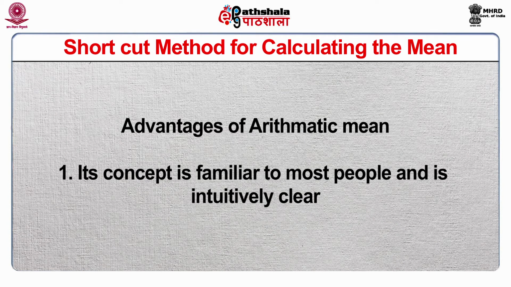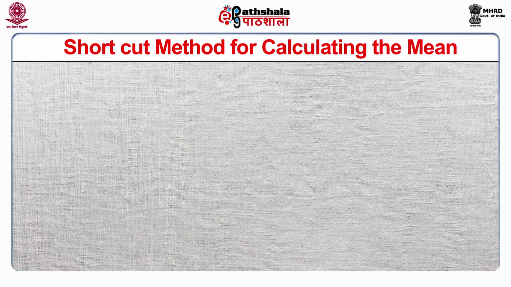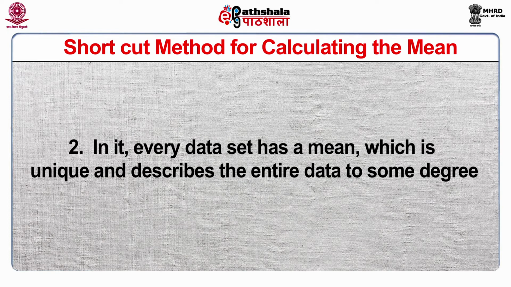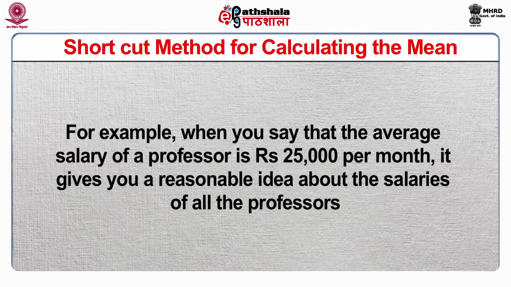First, its concept is familiar to most of the people and is intuitively clear. Second, every data set has a mean, which is unique and describes the entire data to some degree. For example, when you say that the average salary of a professor is 25,000 per month, it gives you a reasonable idea about the salaries of all the professors.